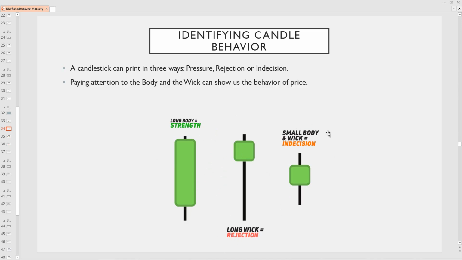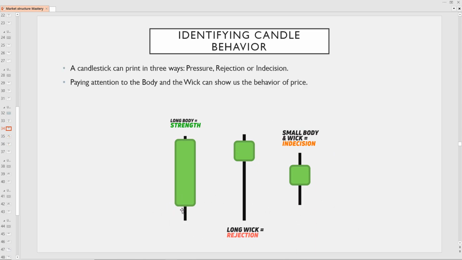And of course, we have the small body and wick indecision, which is usually a doji candle, and we're going to have a look at some candlestick formations in the next lecture. But for now, make sure that you take note: a candle can print in 3 ways, pressure, rejection, or indecision. Make sure to identify those, and also to find some examples on your chart.